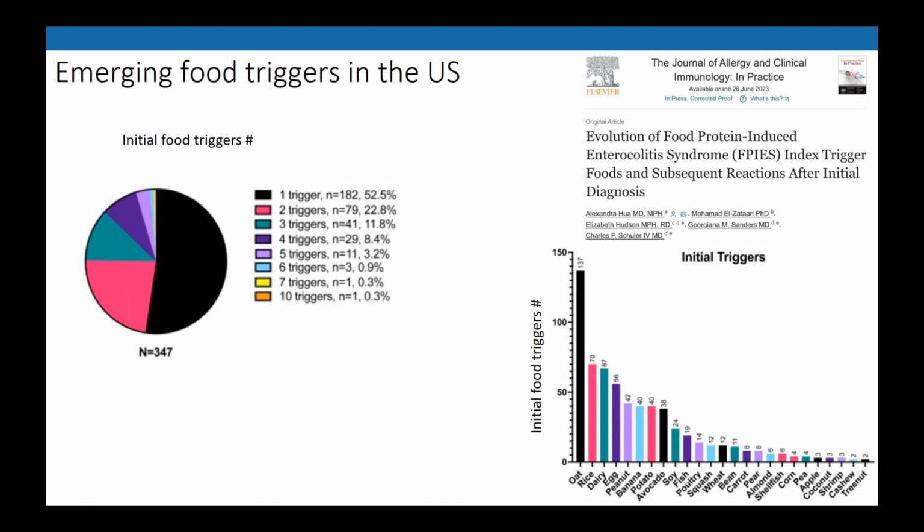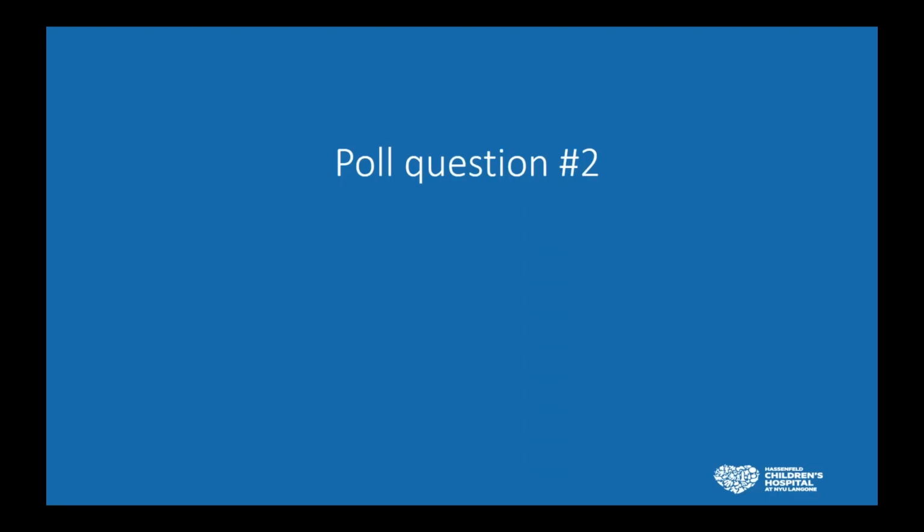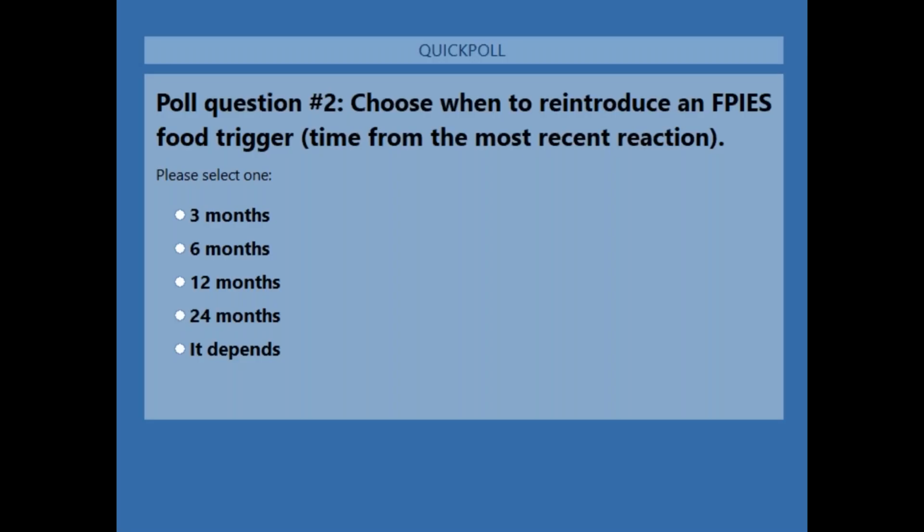However, weighing the risks and benefits, it's still strongly advisable to proceed with the introduction of peanut and egg and other nuts in the first year of life for prevention of the IgE-mediated food allergy that is much more common than FPIES. So here is the next polling question.